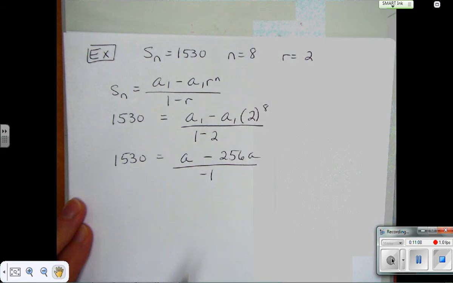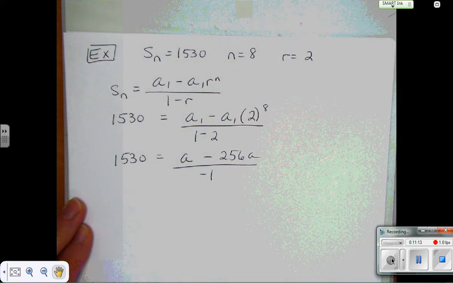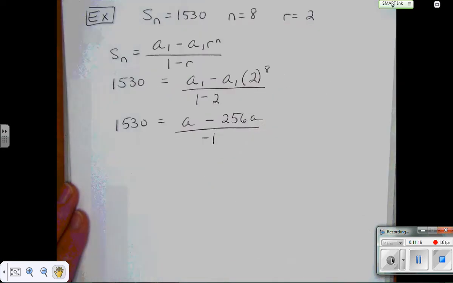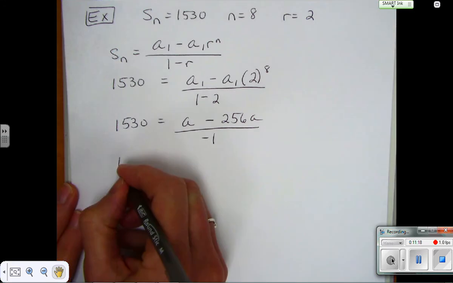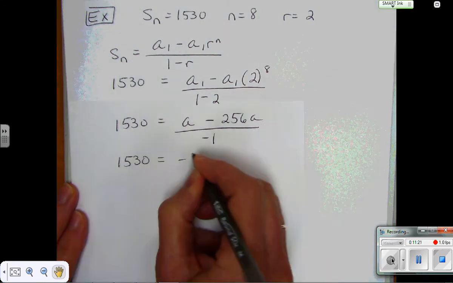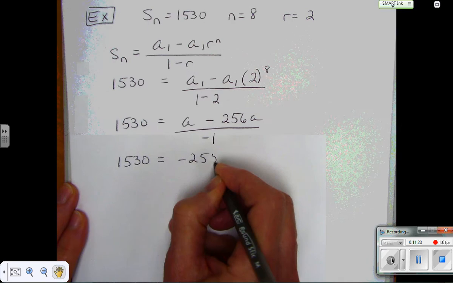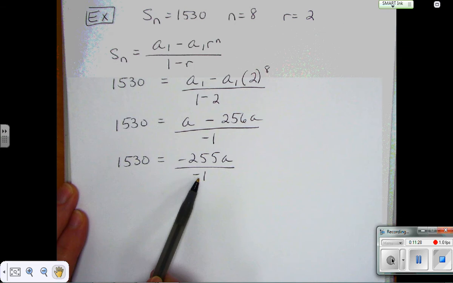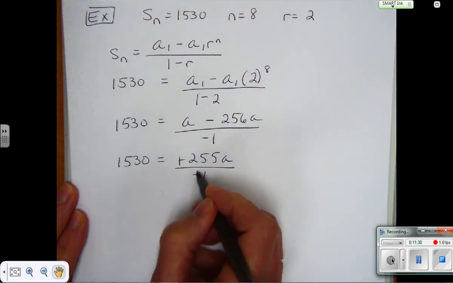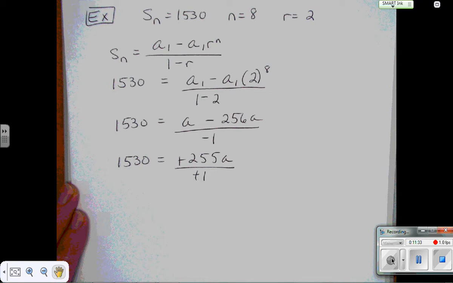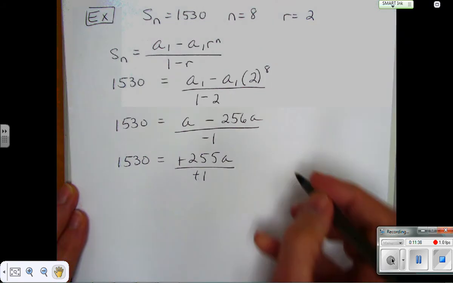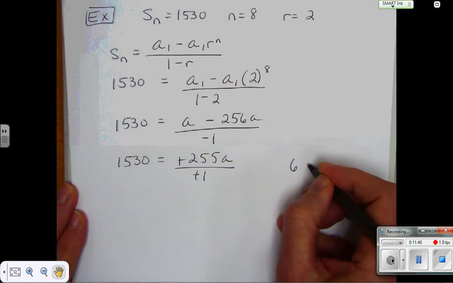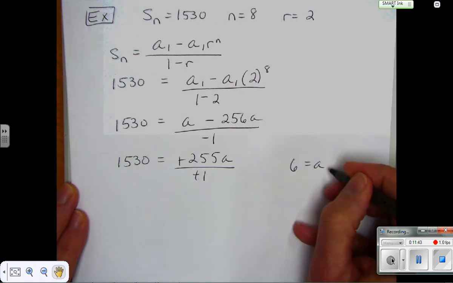So when I combine my like terms in the numerator, what is that going to be? What is a minus 256a's? Negative 255. That's right. It's going to be negative 255a over negative 1. Okay, so when I have a negative divided by a negative, that's going to make them both positive. So now all I need to do to solve for a is divide by 255. And that should be 6 when you divide. So your a sub 1 is going to be 6.